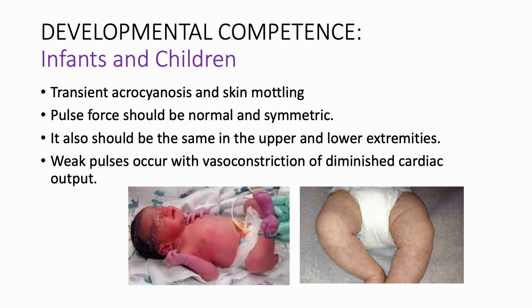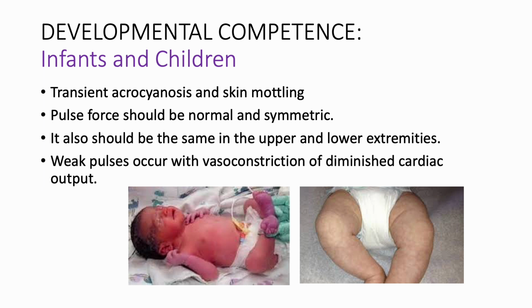I have a couple more slides. For infants and children, we have transient acrocyanosis and mottling of the skin, which you see here. This happens when you're not getting a lot of blood flow through. Pretty normal, especially in the beginning, where we're just having blood shunting to the rest of the body after delivery.